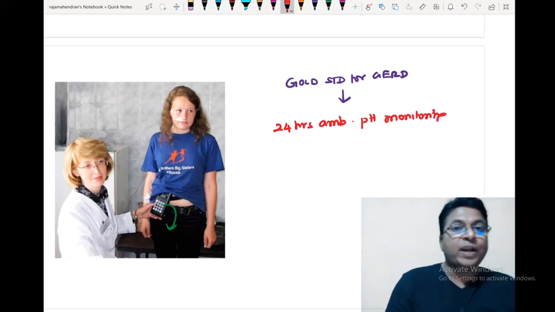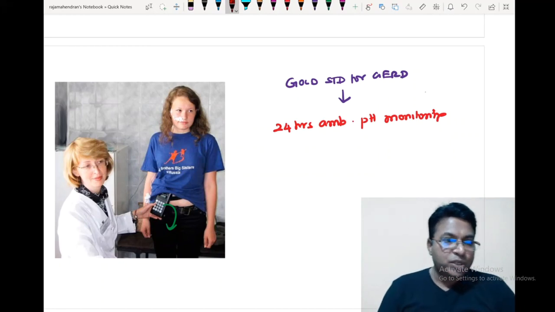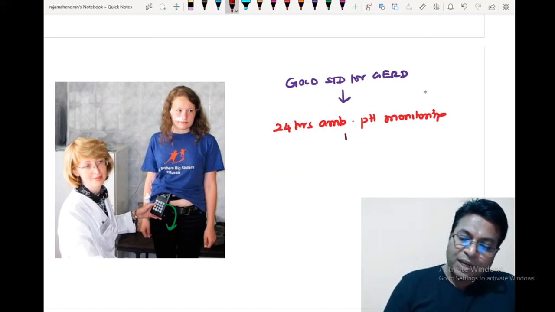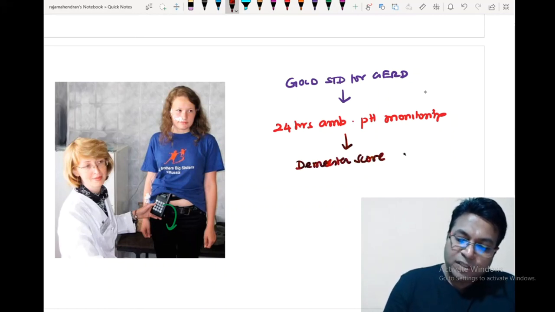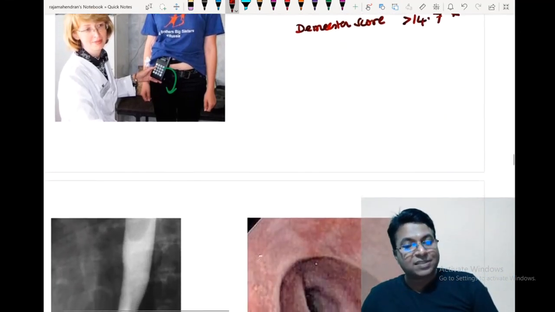This girl is undergoing a test known as 24 hours ambulatory pH monitoring. Very good, Manjusha, very good. The score derived from this is the DeMeester score. When it is more than 14.7, definitely there is GERD. So a DeMeester score of more than 14.7 is GERD.